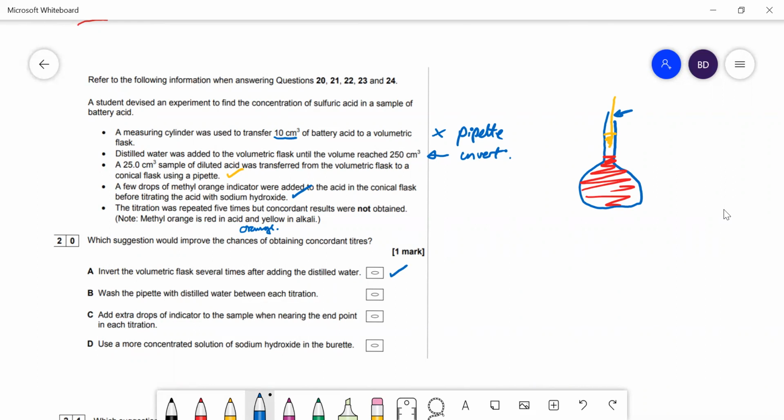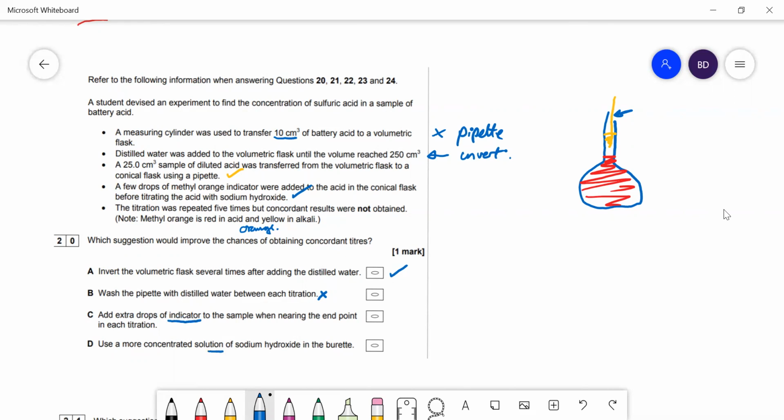Wash the pipette with distilled water. That's going to mess things up because you don't want to do that. You're going to be diluting the acid with water in the pipette. You should rinse it with the acid, if anything. Adding more indicator is not good. You should always just add a few drops.